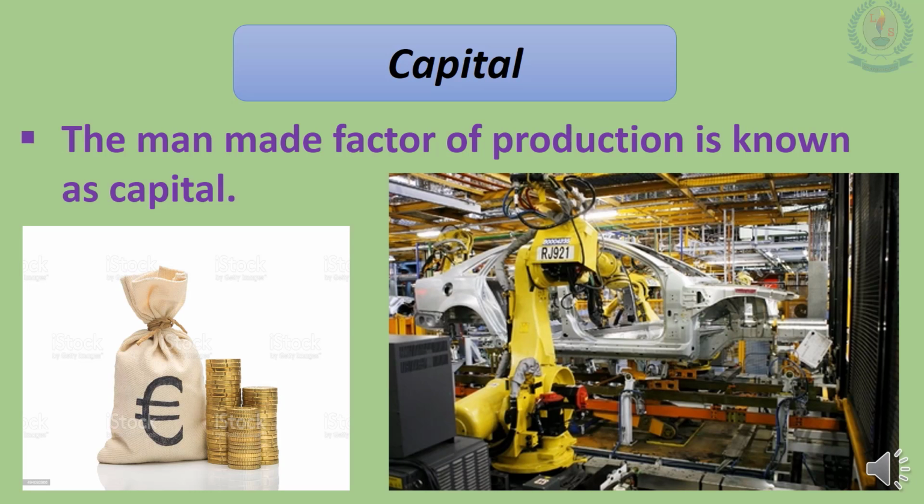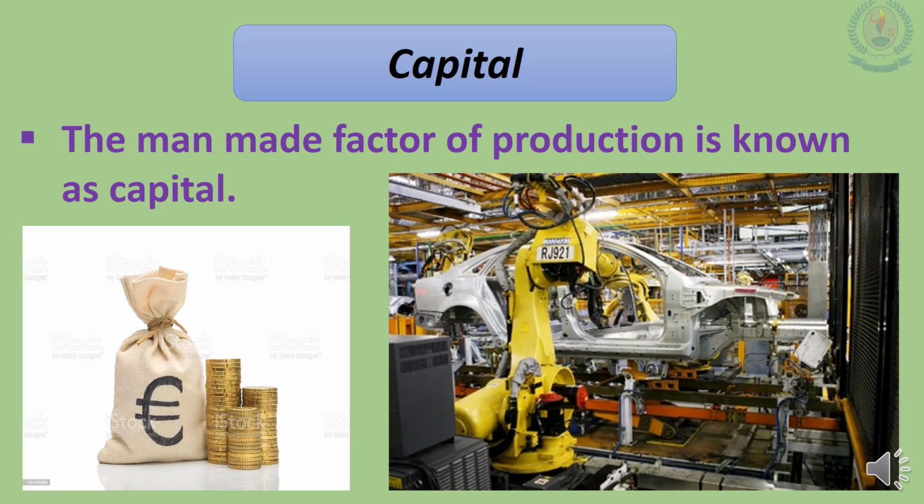Here we can go to the third factor, capital. The man-made factor of production is known as capital. So capital is a man-made resource of production used to produce further wealth. So it refers to the stock of capital assets such as factories, machines, tools and equipment, raw materials, transport vehicles, etc. So therefore capital is defined as a produced means of production.